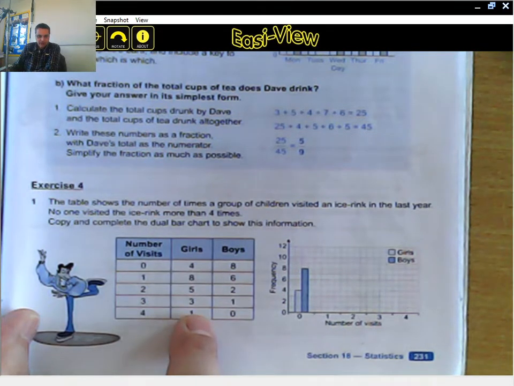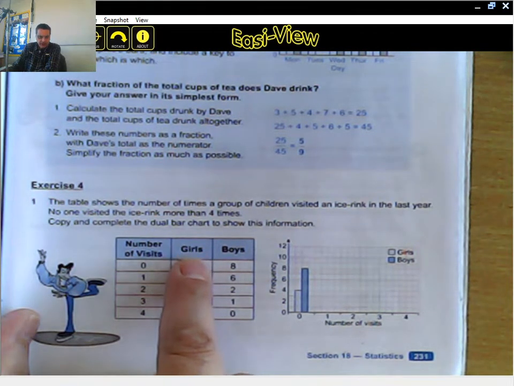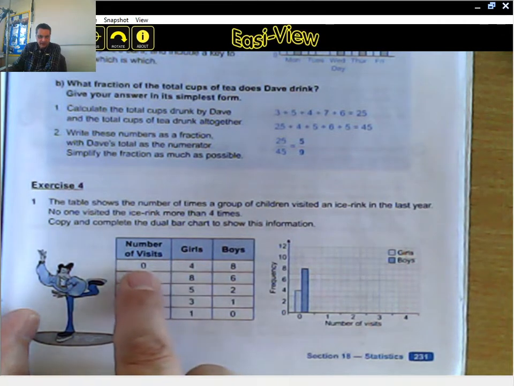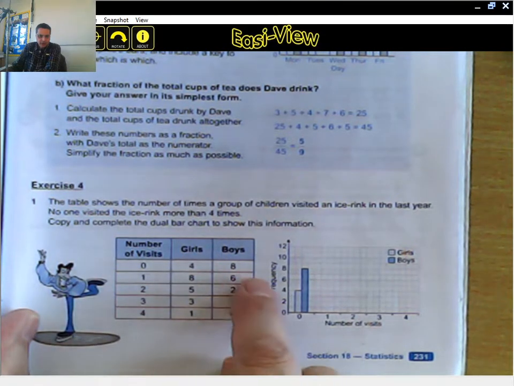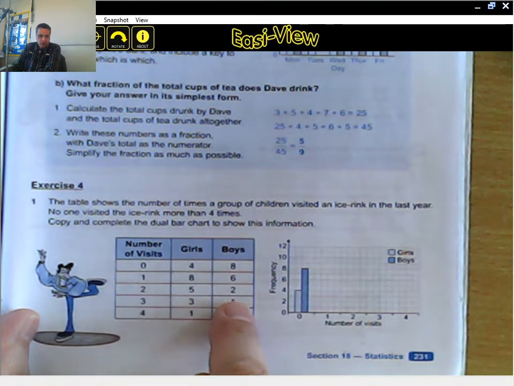So let's just take a look. These are the girls' visits. So 4 girls never visited, 8 girls visited once, 5 girls visited twice. Then we've got the boy column. 8 boys didn't go at all, 6 boys went once, 2 boys went twice, 1 boy went 3 times, and none of the boys went 4 times.